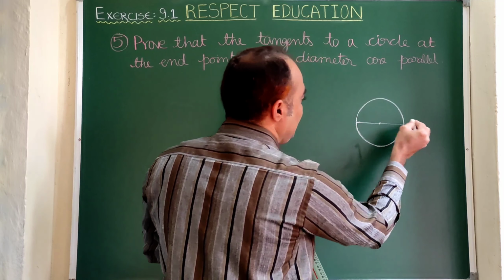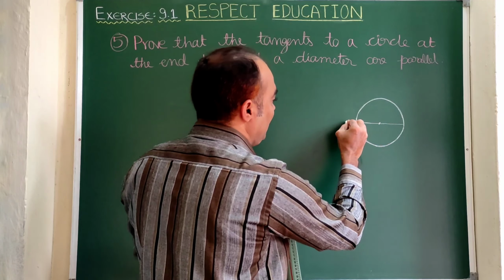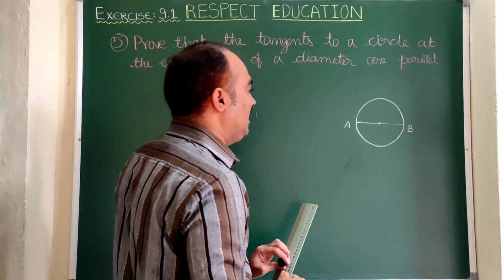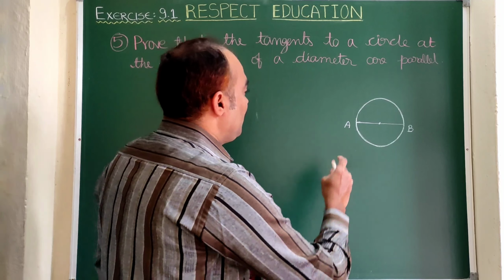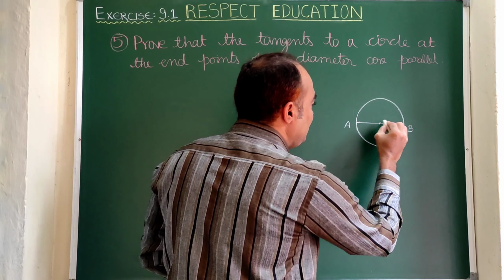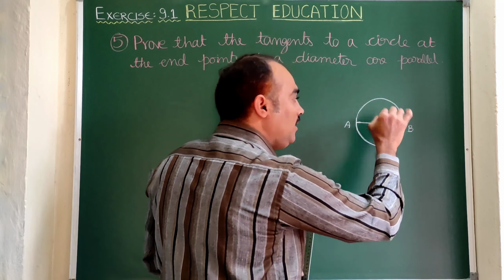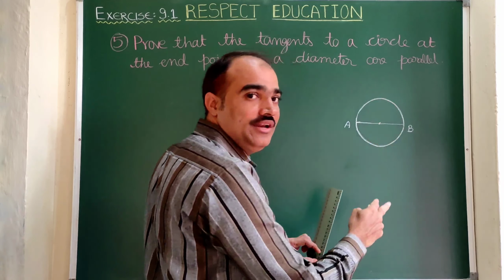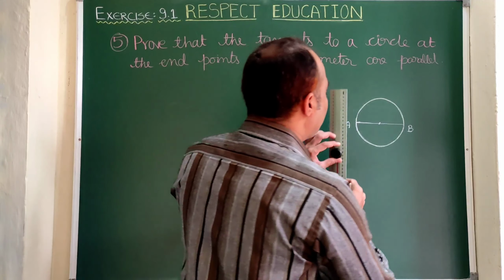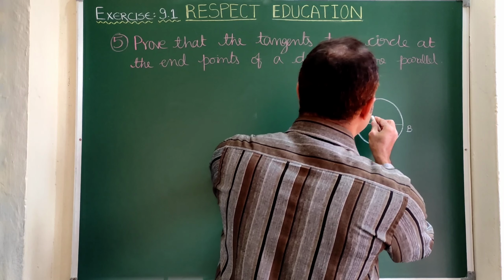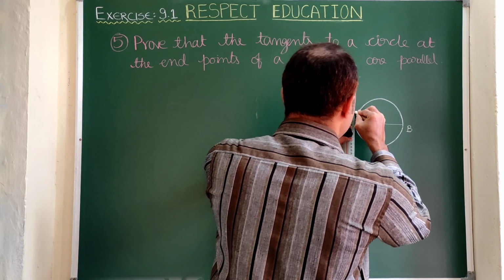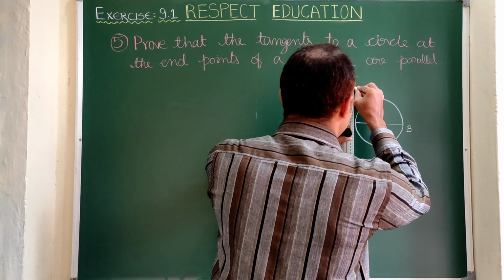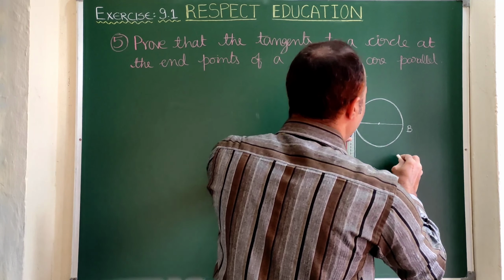Now here AB, I will label this as A and this as B. Here AB is the diameter. Now A and B, those are the end points of diameter. So we need to draw two tangents. One is at A and another one is at B. We need to prove both of them are parallel. So let us draw two tangents now. One tangent is at A. Another one is at B.